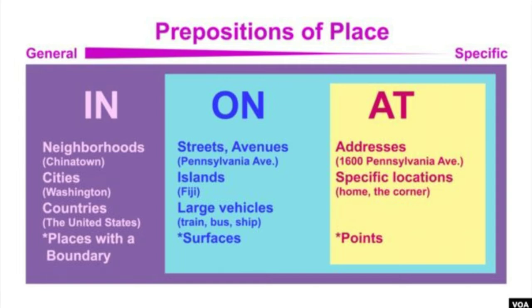Lastly, at is used when referring to something at a specific point or points in space. So you can use this to indicate complete addresses or public places. For example, I'm at 1600 Pennsylvania Avenue, or specific locations such as at your home or at the corner.